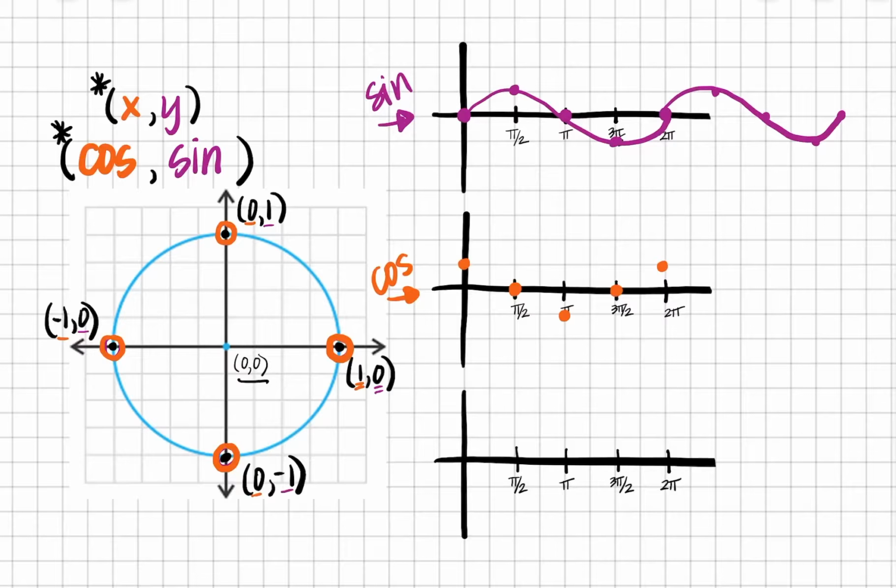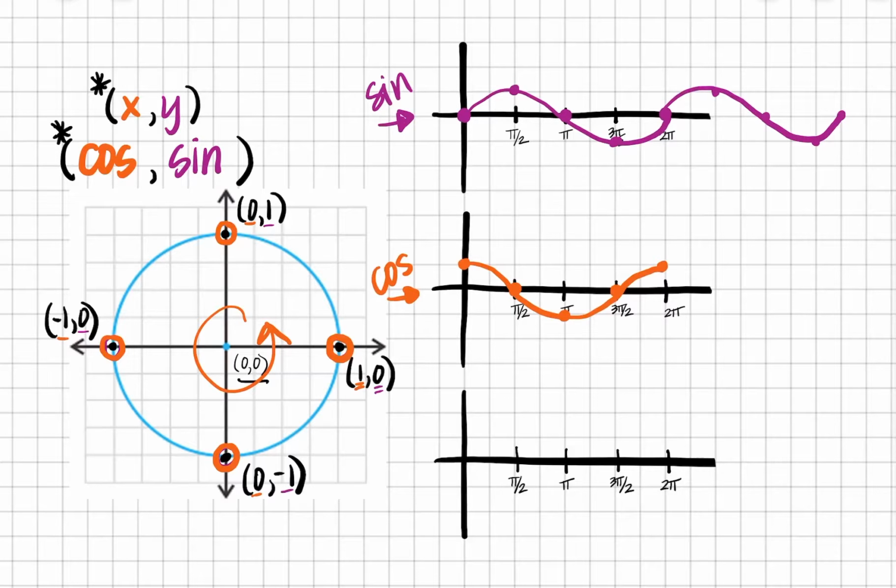Remember, this is a circle, and we're modeling circular motion. So they should be nice, round, smooth curves, not straight lines, because this circle right here is not a straight line. It is round circular motion.